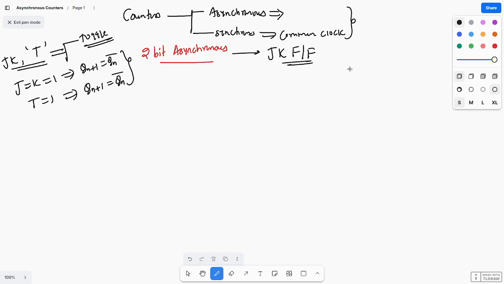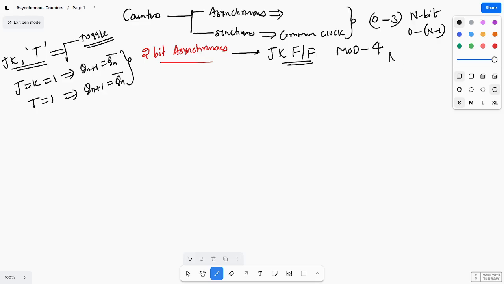Now the mod of the counter. A 2-bit counter will count from 0 to 3. If it is an n-bit counter, it will count from 0 to 2 power n minus 1. So this is a mod 4 counter.